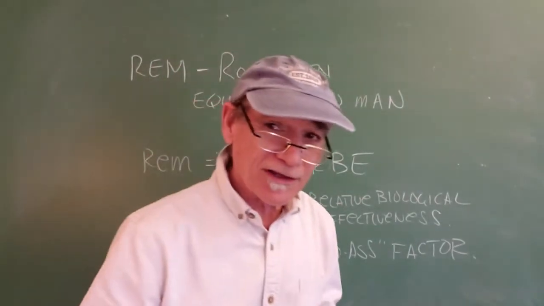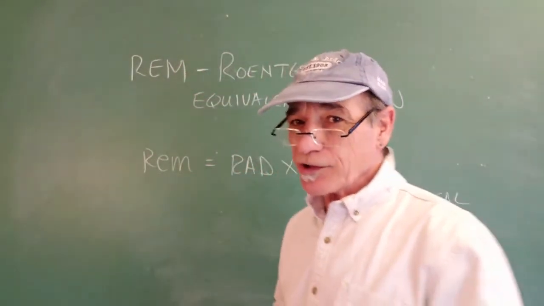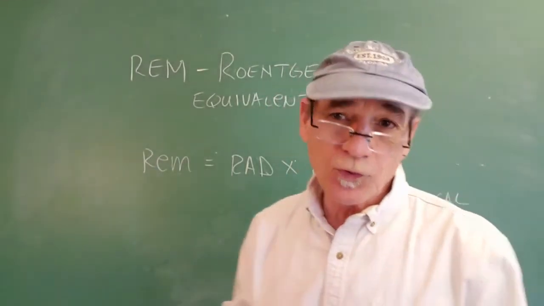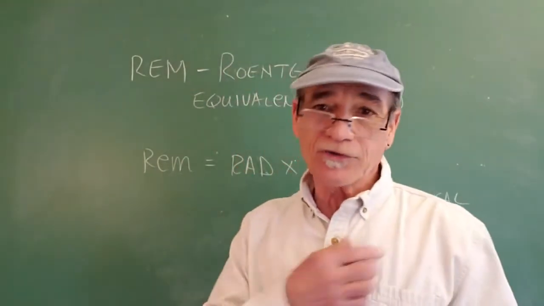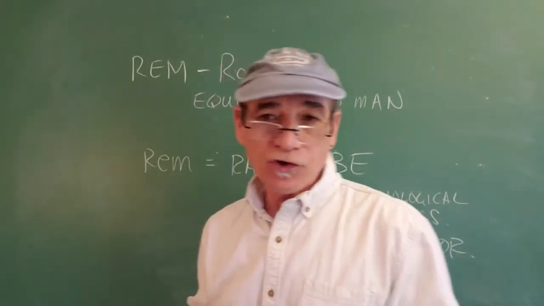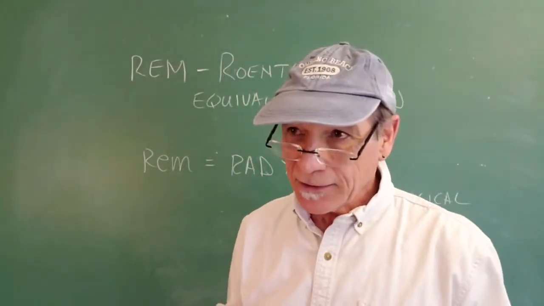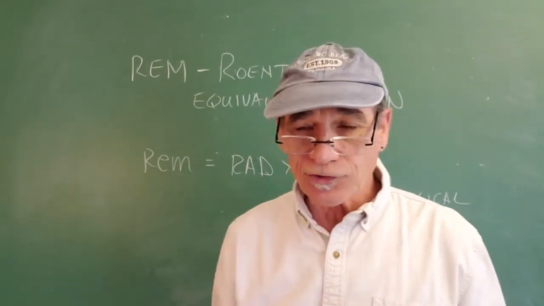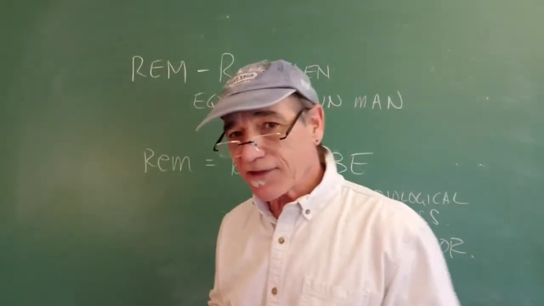And occupationally, they limit you to 5,000 millirems per year, 5 REMs. So people who work in nuclear medicine or on nuclear power plants wear those electret badges that tell you how much radiation you've accumulated over a span of time. And again, they'll rotate you out of your exposure area if you exceed that 5,000 millirems.